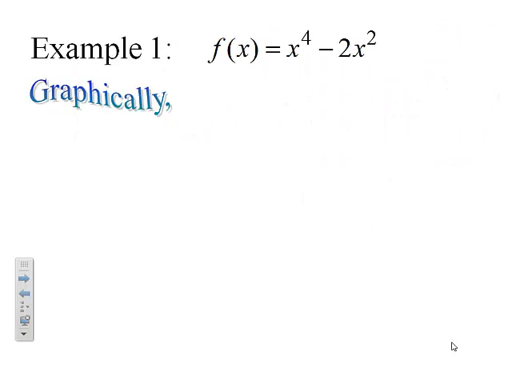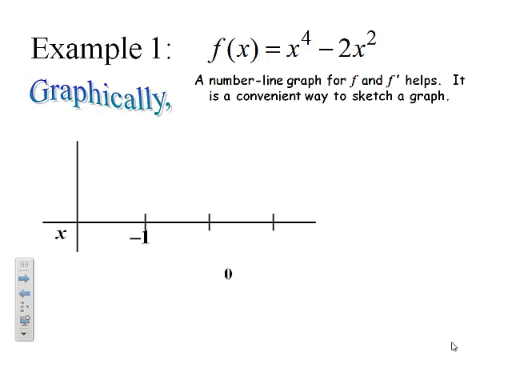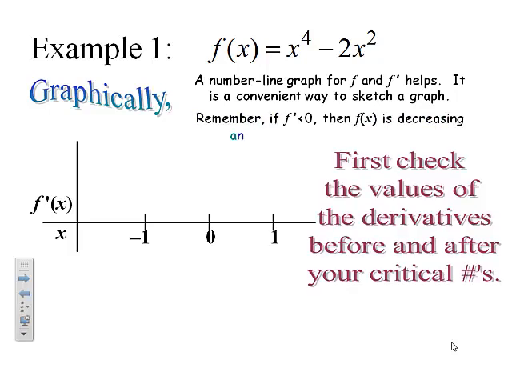Graphically, if we were to put this on a graphing calculator and look at a number line graph, this is a convenient way to help us sketch out a graph. We know our critical numbers occurred at -1, 0, and 1. So we test the first derivative to see whether it is positive or negative, very similar to what we did with number lines before, to see whether the function is increasing or decreasing. Remember, when the first derivative is less than 0, the function is decreasing. When it's greater than 0, it's increasing.